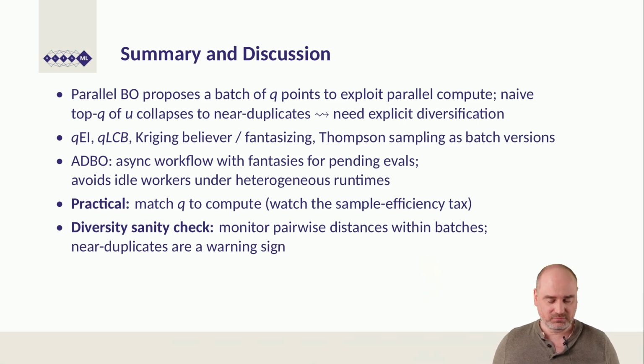And usually it's a good idea to also do some kind of diversity sanity check while the thing runs. Most of these approaches are quite new, right? So none of them may be totally perfect. As a sanity check, you want to monitor pairwise distances in your archive and see whether you are still producing near duplicates and change something about the approach if that happens.